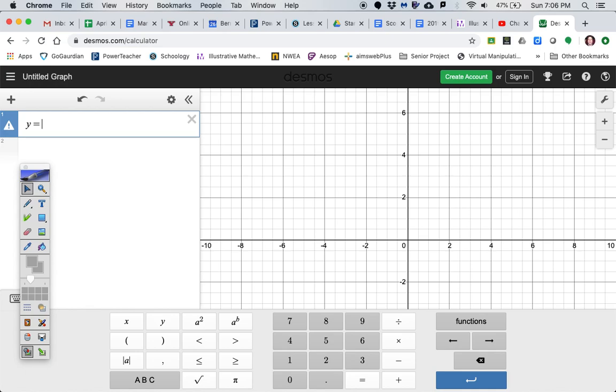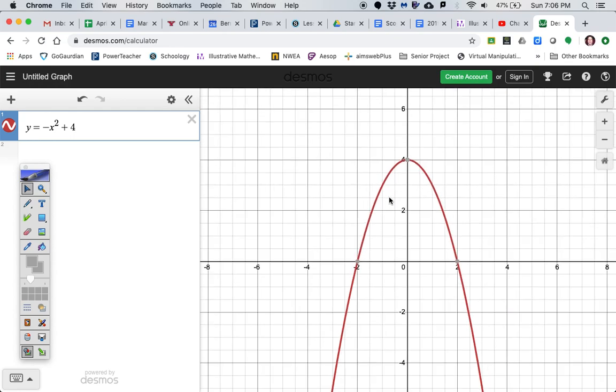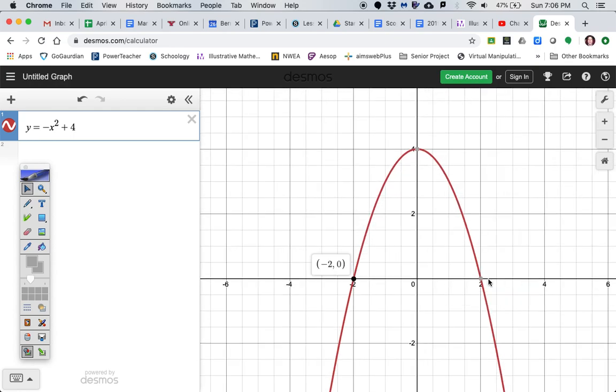Now, it doesn't always have to go up. Sometimes it can go down. So I'm going to give you a case of it going down. Okay. So in this case, it opens down. We have a maximum. Our vertex is at 0, 4. It also happens to be the y-intercept. Those can sometimes be the same point. And then we have x-intercepts at -2, 0 and at 2, 0.